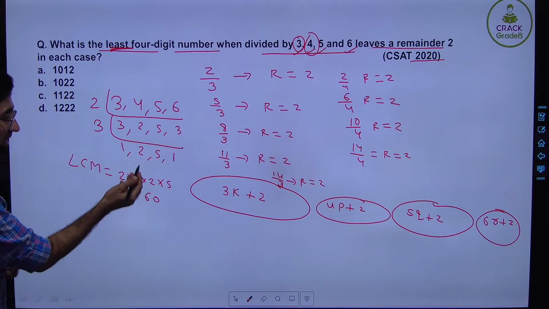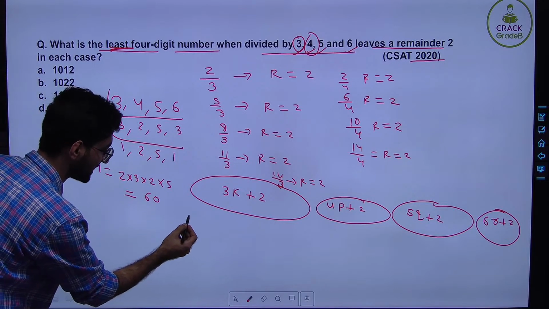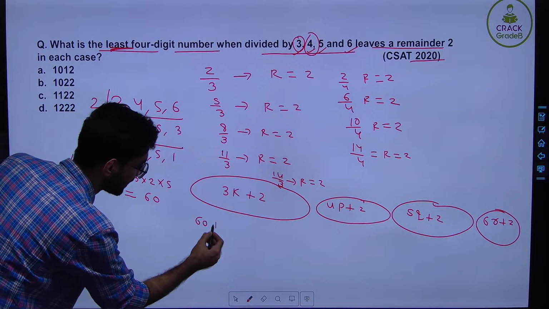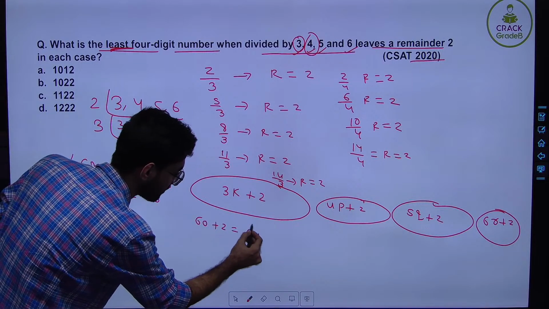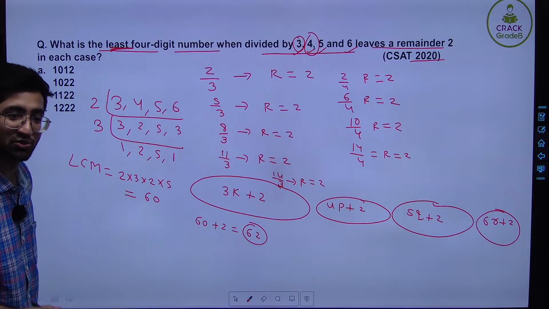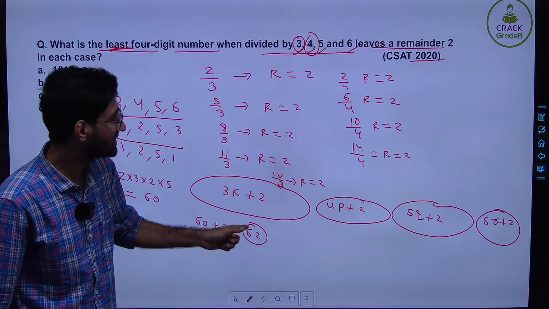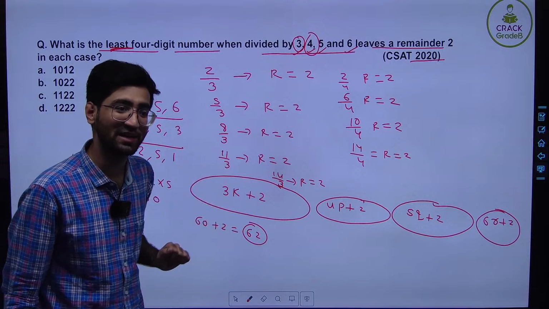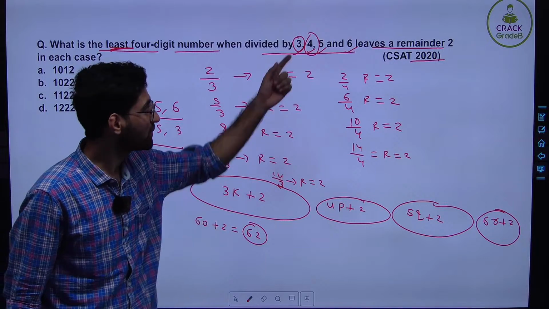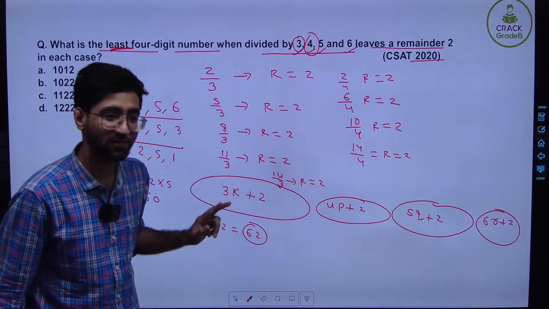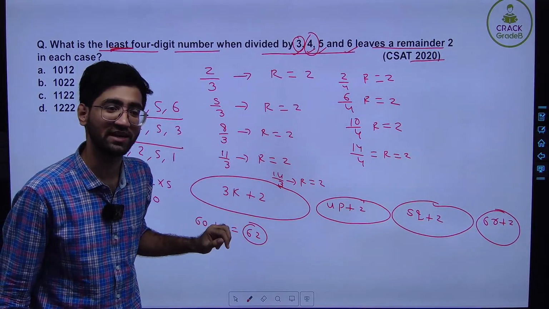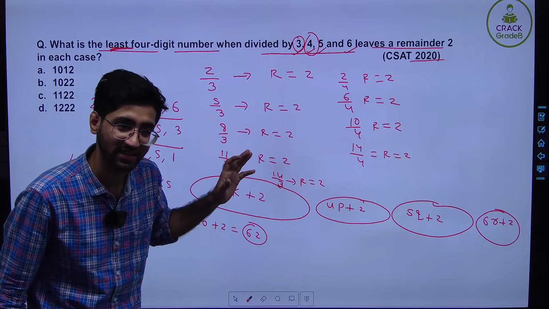So basically, you can say that if you add plus 2 to 60, what will be the number? 62. Now try to divide 62 by 3. You will get remainder 2. If you divide 62 by 4, you will get the remainder 2. Are you able to get this thing?